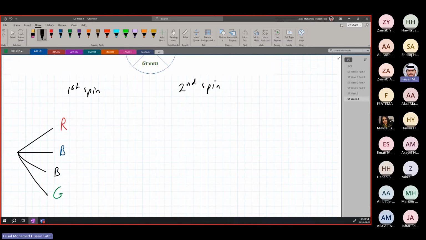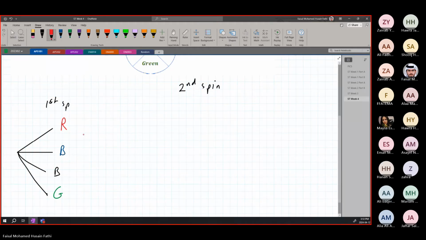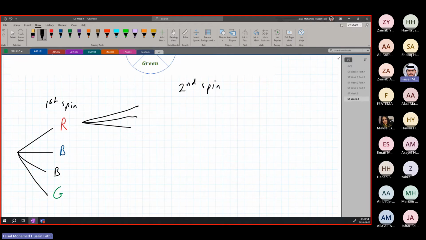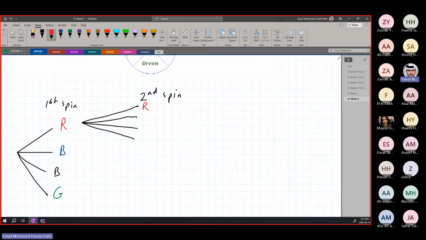For each and every one of these, you're going to have 4 options. We just did this for the first spin. Now let's look at the second spin. Again, the first one is going to be red, the second one blue, the third one black, and the fourth chance it's going to be green. This is going to be repeated for every single one of the ones over here.